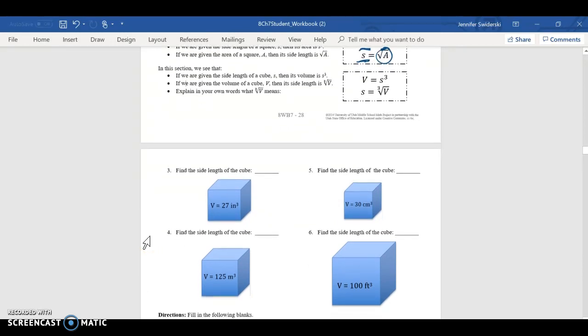Let me show you a shortcut. So yes, if you have all these perfect cubes memorized, your life will be a lot easier. But say you're not 100% sure if 27 is a perfect square, or sorry, perfect cube. All you need to do is take 27 and say, okay, what are 3 numbers I can multiply together to get 27? Yes, we know the answer is going to be 3 inches. But what if I need to show my work for that? I could say 3 times 3 times 3 is 27.